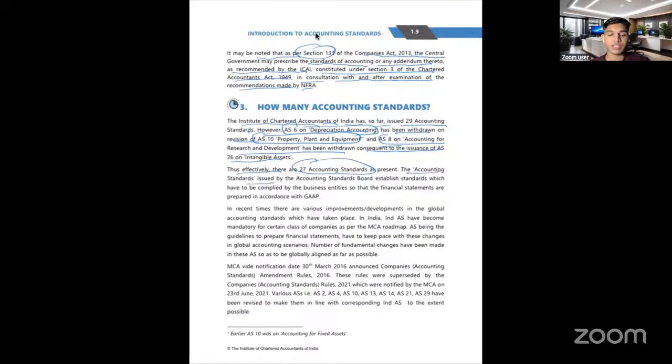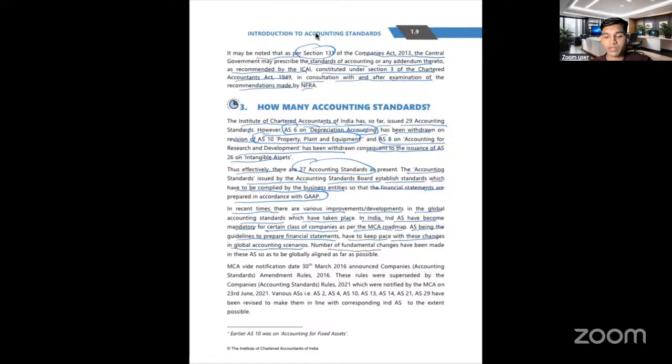The accounting standards issued by the Accounting Standards Board (ASB) establish standards which have to be complied with by business entities so that the financial statements are prepared in accordance with GAAP, generally accepted accounting principles. In recent times, there have been various improvements and developments in global accounting standards. In India, Ind AS have become mandatory for certain classes of companies as per the MCA's roadmap, as the guidelines to prepare financial statements have to keep pace with these changes in the global accounting scenario.